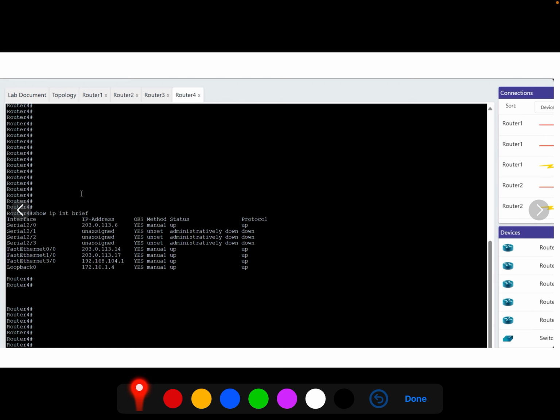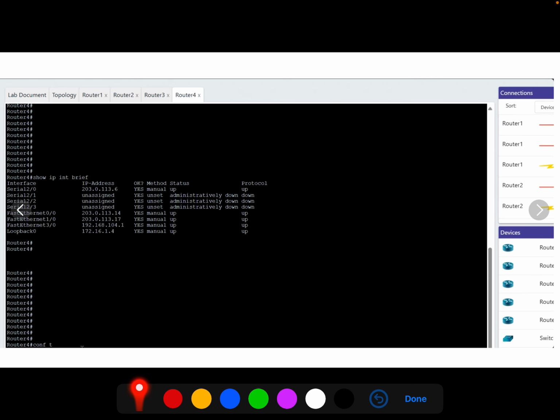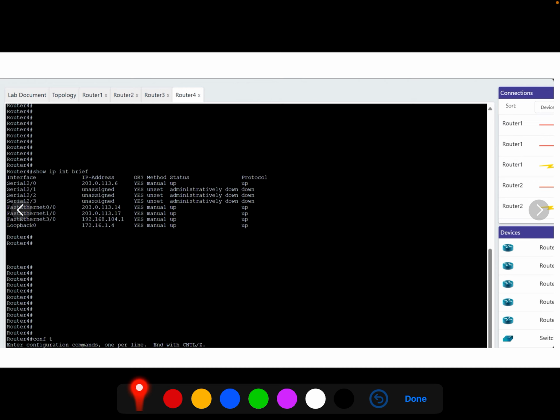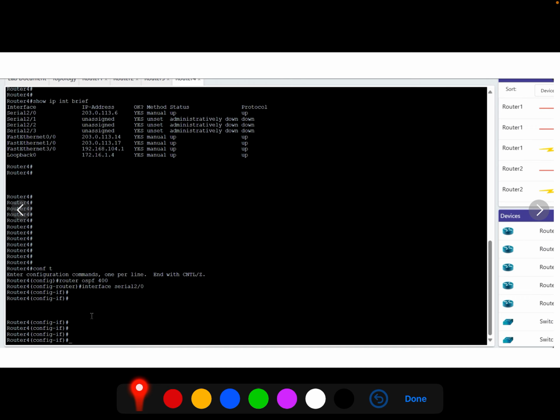And what we need to do is configure all 5. We need to configure process ID 400. So conf t, and now router OSPF 400, interface serial 2/0. That's the first interface we have in our IP interface brief. IP OSPF 400 area 0.